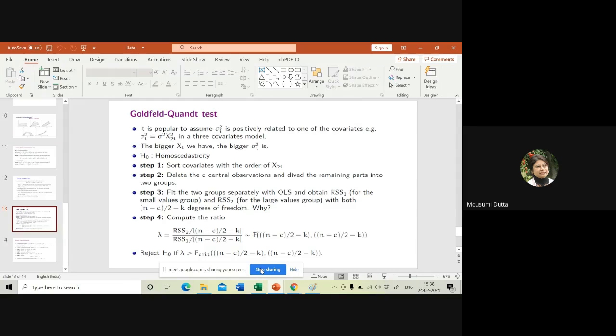Number 3, fit separate regressions by OLS to the first and last (n minus C) by 2 observations, provided of course that (n minus C) by 2 exceeds the number of parameters to be estimated.